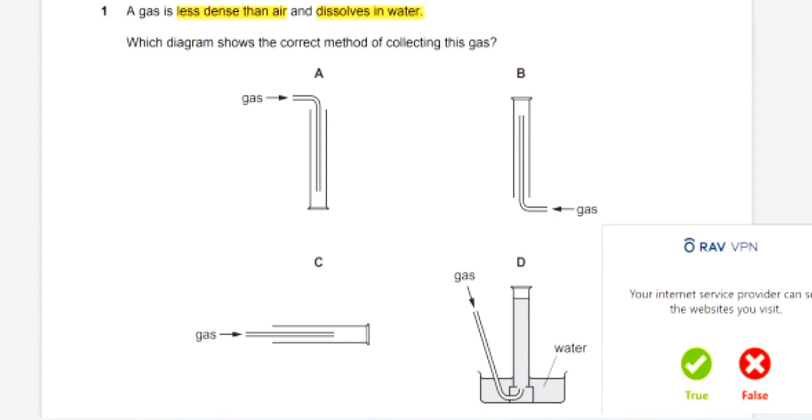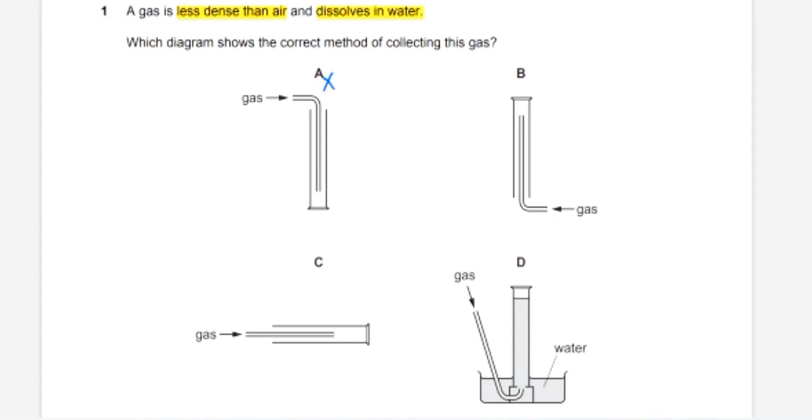This one is not possible, because that gas is more dense than air. Here you can see it is going up, less dense than air, by upward delivery. It is the answer. This one is displacement of water, but it dissolves in water, so how would it be able to escape? It's not suitable. Option B is correct.